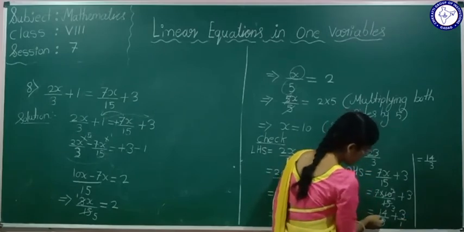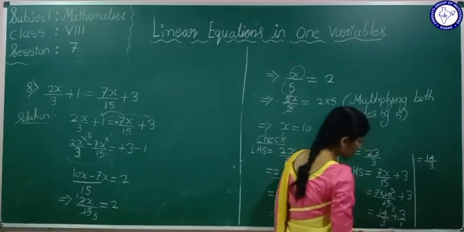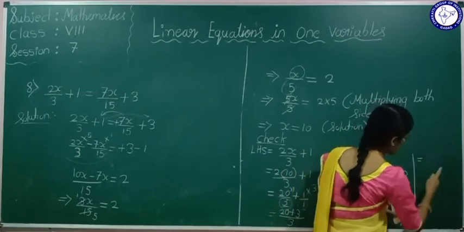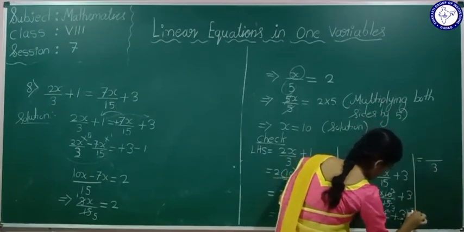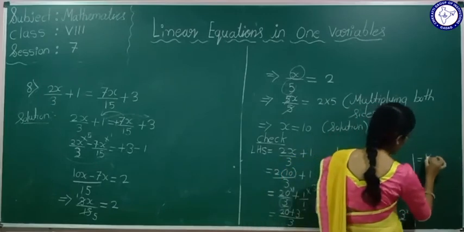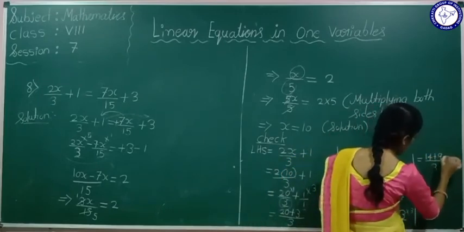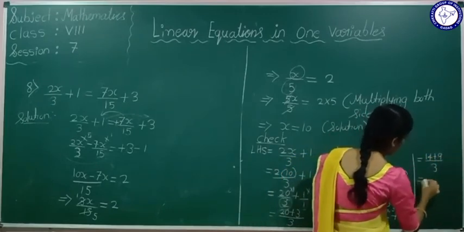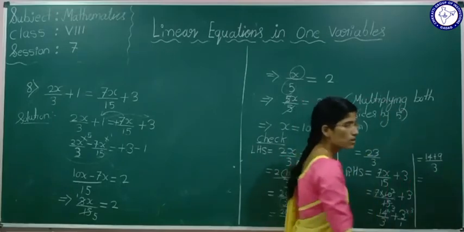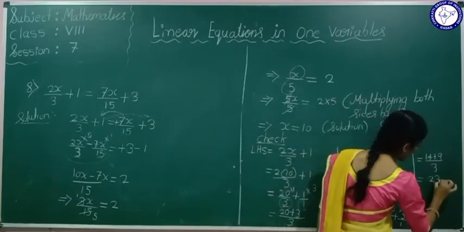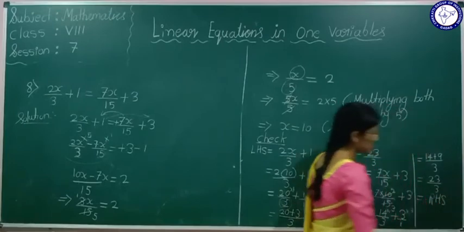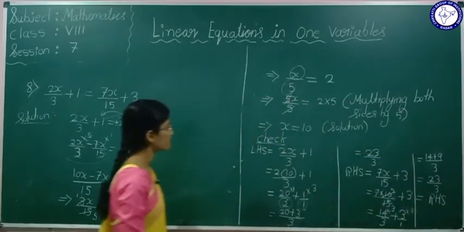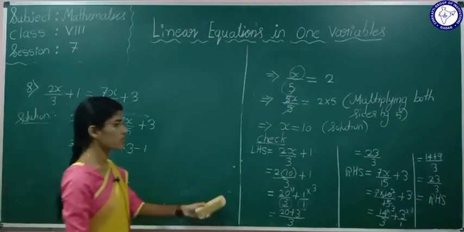Okay. Same thing. What is the LCM of 1 and 3? The LCM of 1 and 3 is 3 only. 3 ones are 3, 1 3s are 3. 14 ones are 14. 14 plus 9. What is 14 plus 9? It will be 23 by 3. This is nothing but RHS. Now we got LHS is equal to RHS.